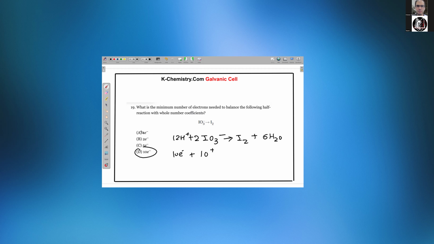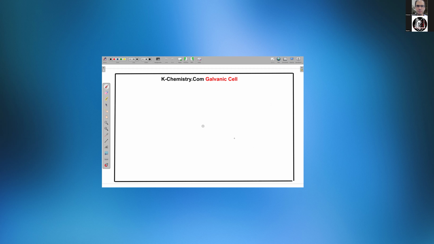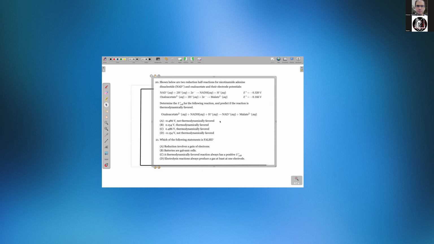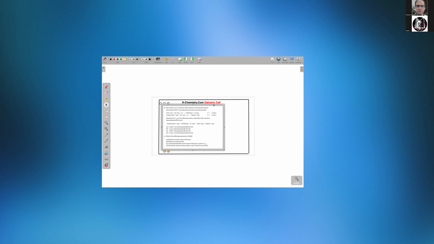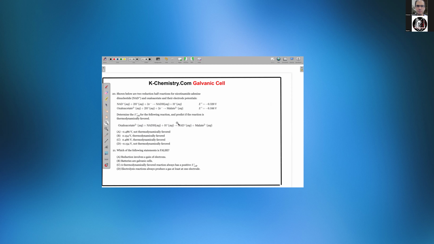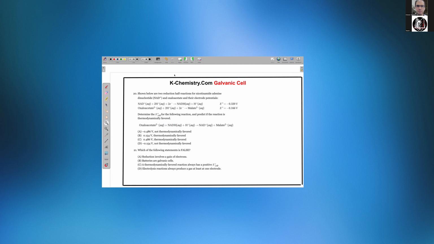20 and 21 are the last 2 questions, so let's put them together here. So let's take this here in one page. Shown below are half reactions for nicotinamide adenine dinucleotide and oxaloacetate and their electrode potentials. Determine the E cell for the following reaction and predict if the reaction is thermodynamically favored.